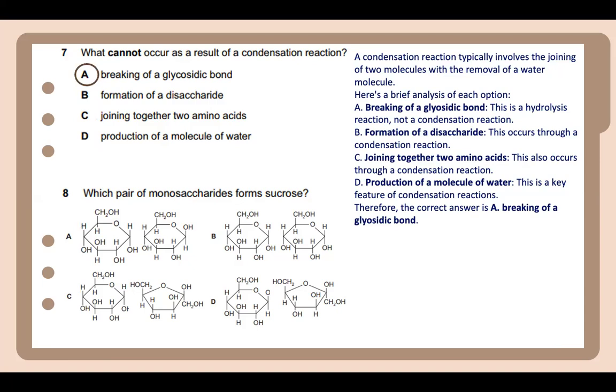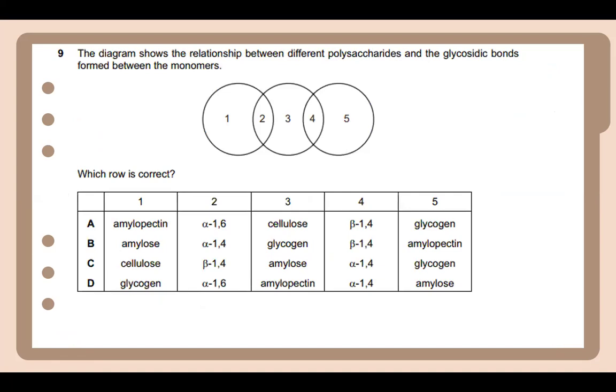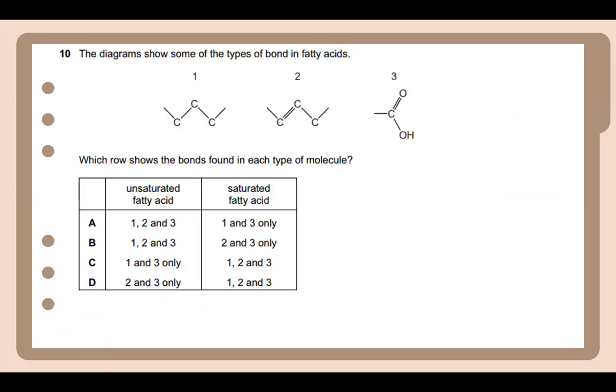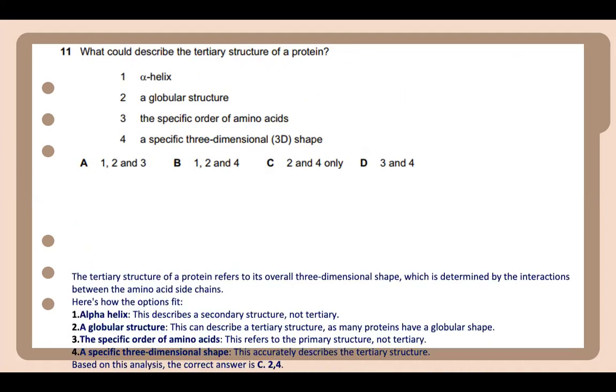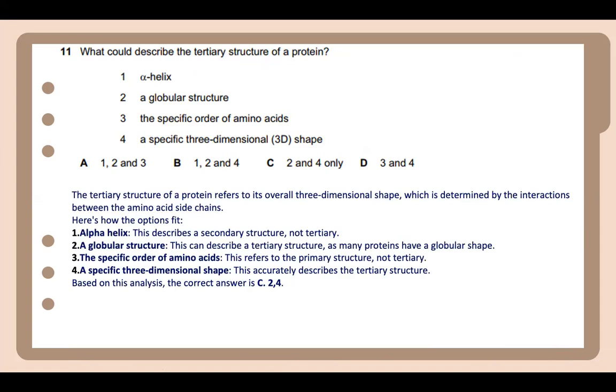Which pair of monosaccharides forms sucrose? The answer is C. The diagram shows the relationship between different polysaccharides and the glycosidic bond formed between the monomers. Which row is correct? The answer is D. The diagram shows some of the types of bond in fatty acids. Which row shows the bond found in each type of molecule? The answer is A. What would describe the tertiary structure of a protein?